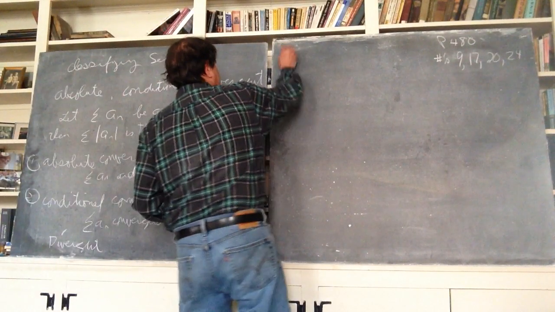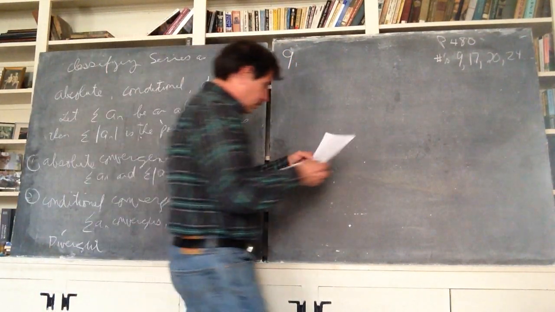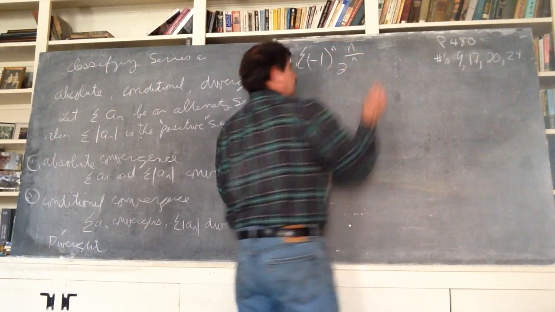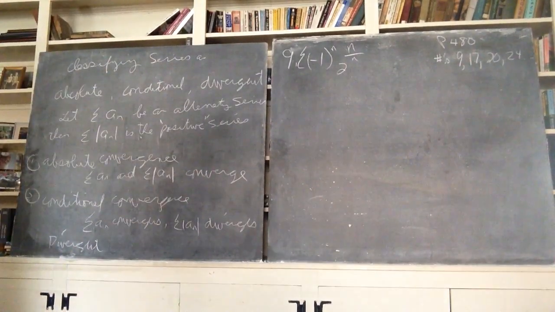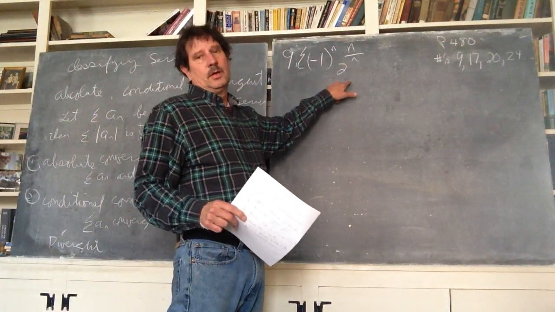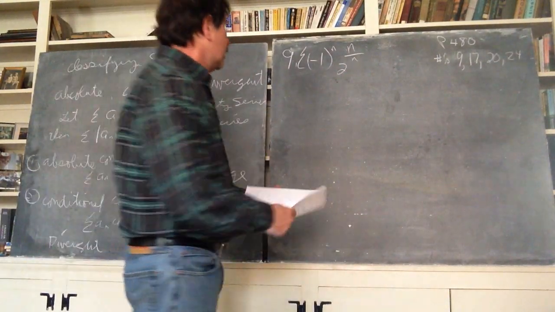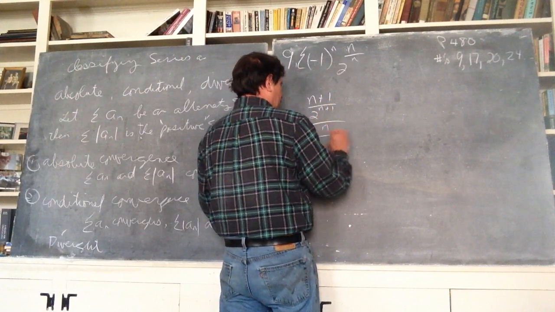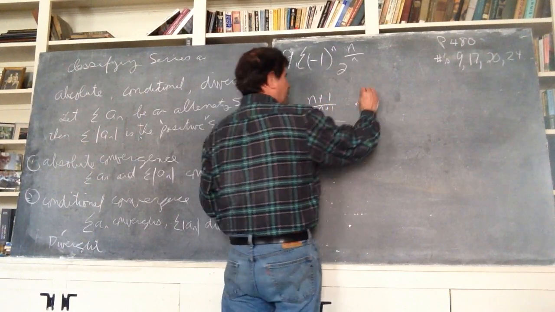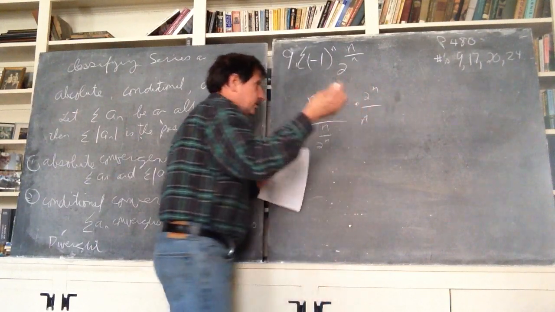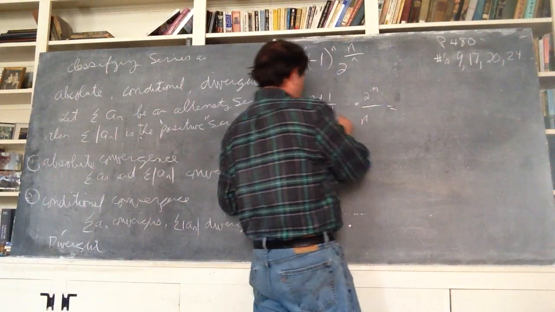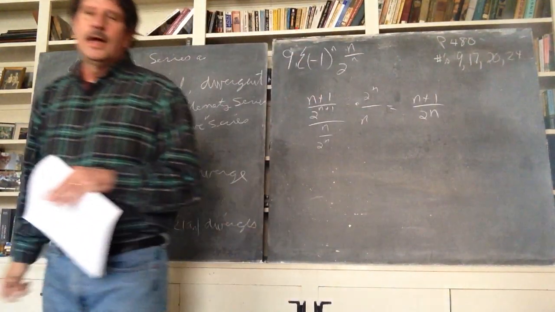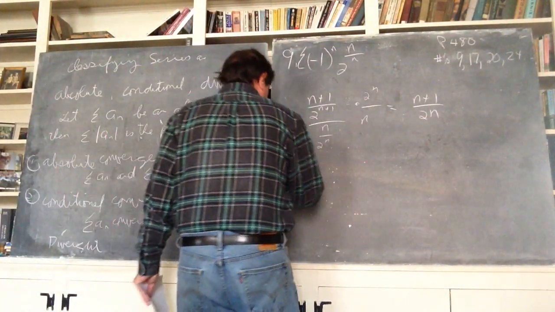So let's start with number 9. Sum of n over 2 to the n. I'm just going to use the ratio test here. And I'm just going to do it on the positive one, because if the positive one converges, the whole thing does. So I'm going to look at n plus 1 over 2 to the n plus 1, over n over 2 to the n, and then we're going to flip and multiply. These go, it's n plus 1 over 2n. And now we want to take the limit of this as n goes to infinity.